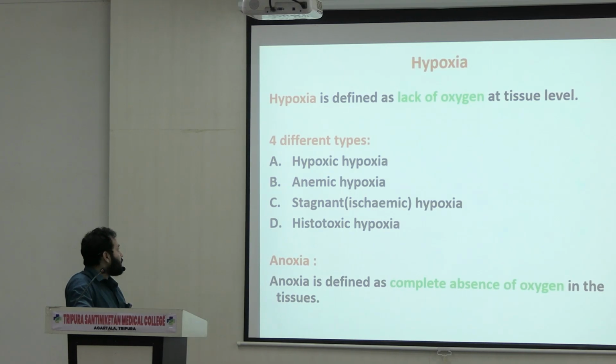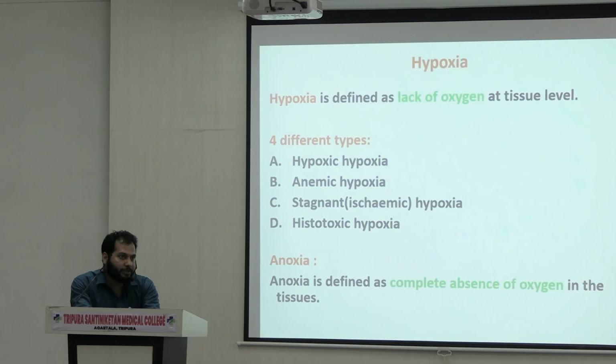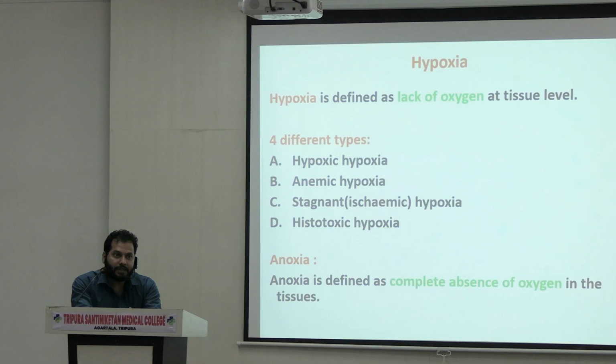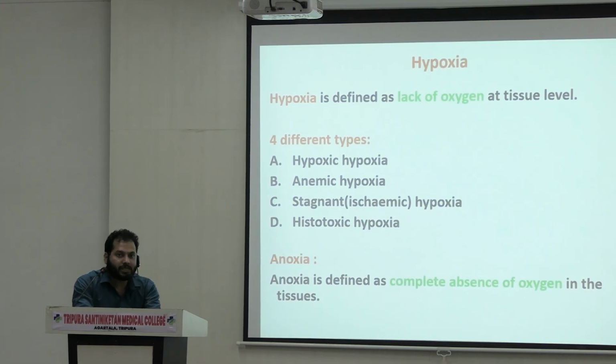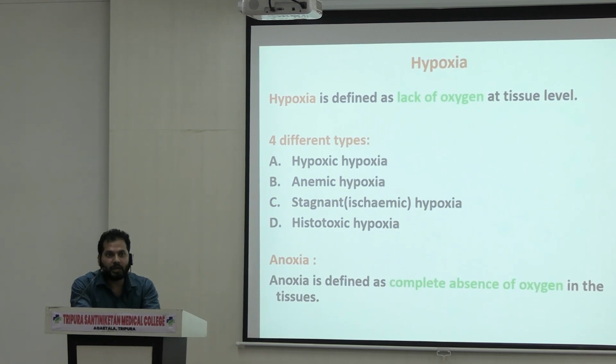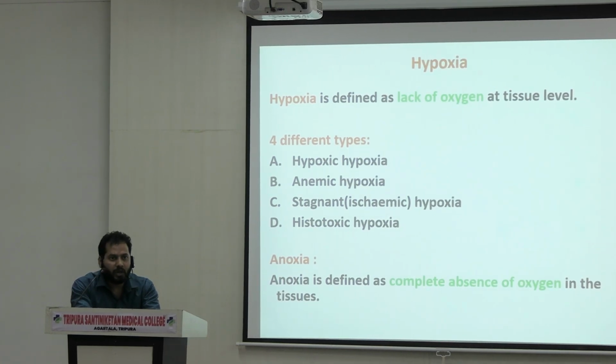If you compare the terms hypoxia and anoxia, you will find some differences. So what is the main difference between hypoxia and anoxia? The difference is, in case of anoxia, there is a complete absence of oxygen at the tissue level. But in hypoxia, there is a deficiency of oxygen at the tissue level. So there is a difference between hypoxia and anoxia.